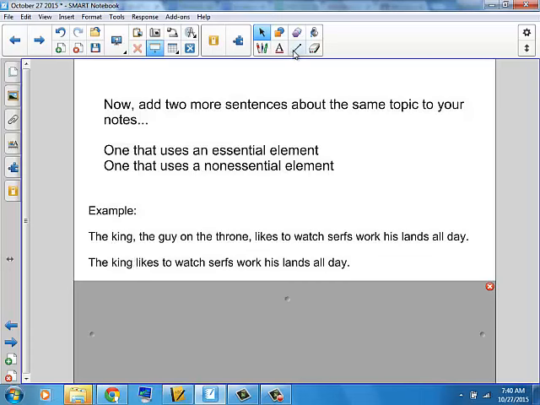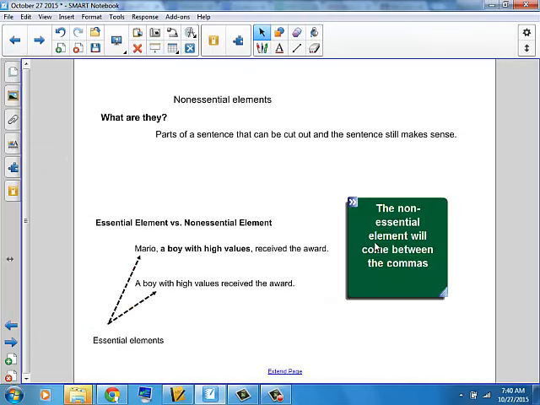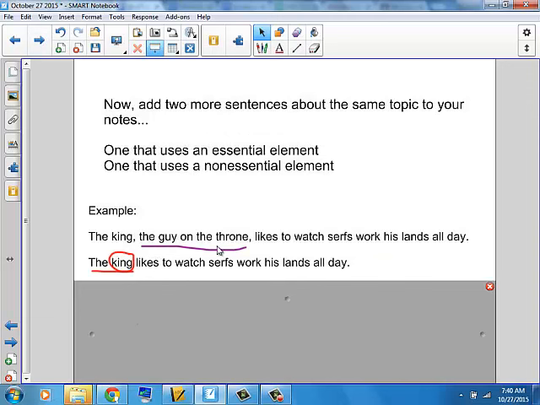So in this example, my non-essential element is the guy on the throne. Okay? So in the second sentence, "The king likes to watch serfs work his lands all day." Well, the king is an essential element because that's what the sentence is about. I cannot get rid of that. And also remember the hint. If I go back and I look at my clue, the non-essential element will come between commas. The guy on the throne is between commas.